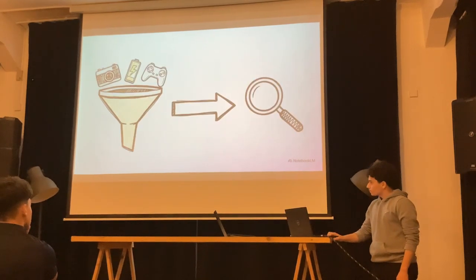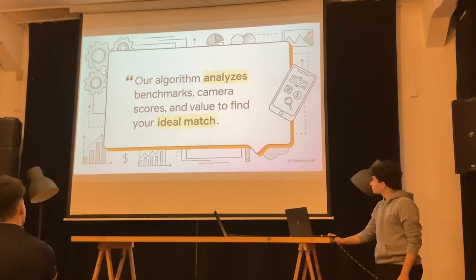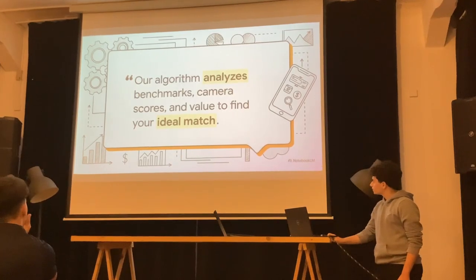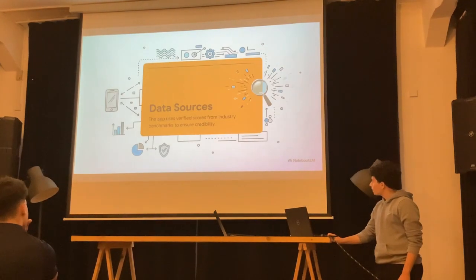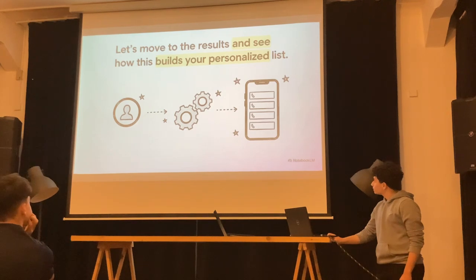Once you've set those priorities, the app's algorithm takes over and does the heavy lifting. And it's not just guessing. The algorithm crunches real data to find that perfect phone for you. But where does it get that data? It pulls from some seriously legit industry sources. It uses AnTuTu for speed tests and DxOMark for camera scores. Real, trusted data.